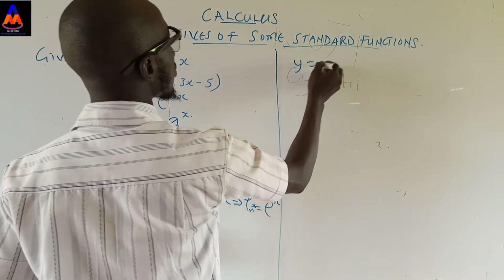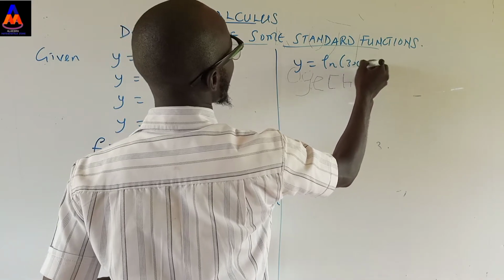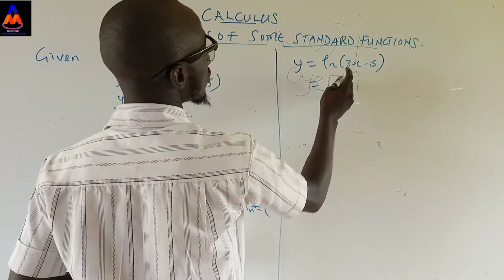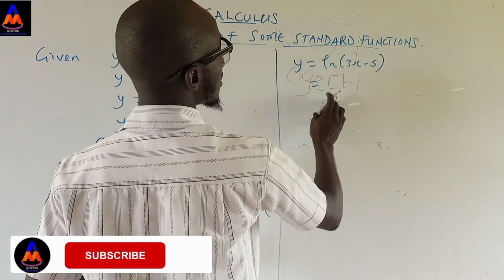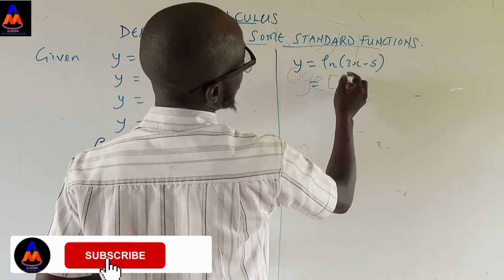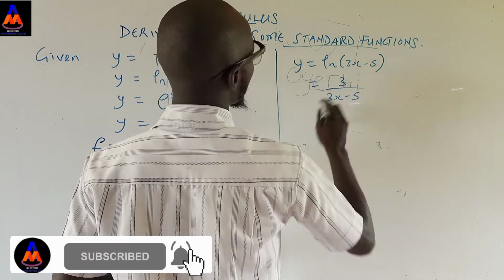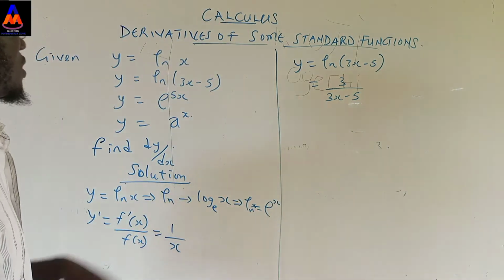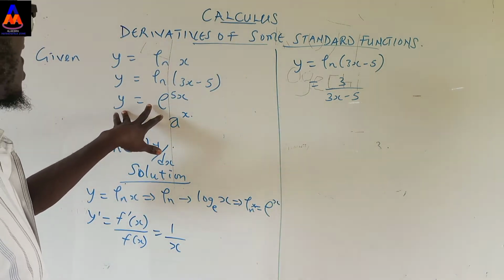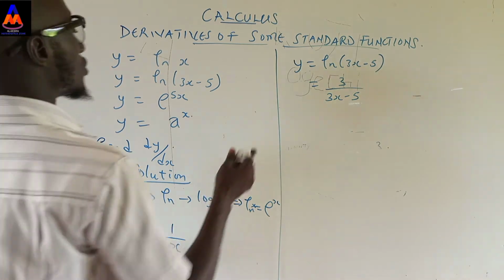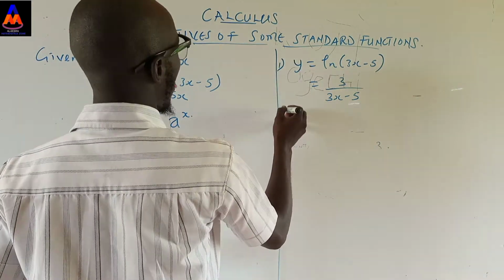If you use the same approach, y equals ln(3x minus 5). Then that's going to be differentiate the one inside the bracket, which is 3, then you write the function back, 3x minus 5. That's all. Now, this one is another function that we have to do.